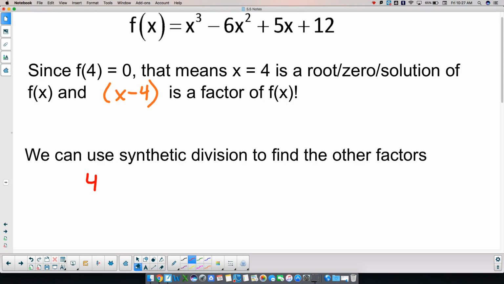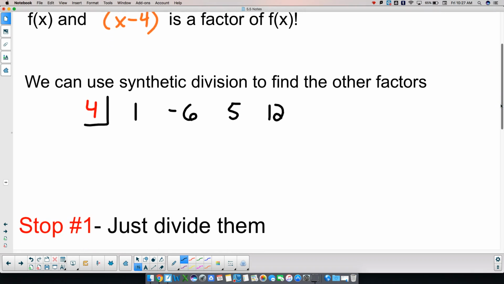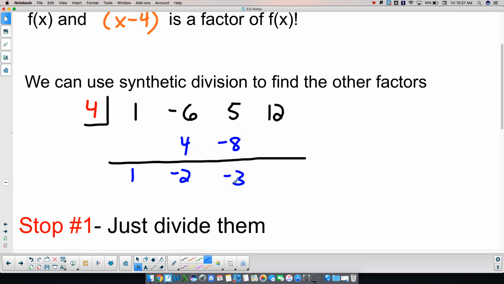So there is my 0. As the video just said, zeros go on the outside. Coefficients go on the inside. 1, -6, 5, and 12 are the coefficients of my polynomial. Drop it like it's hot. 4, -2, -8, 3, -12, and 0.